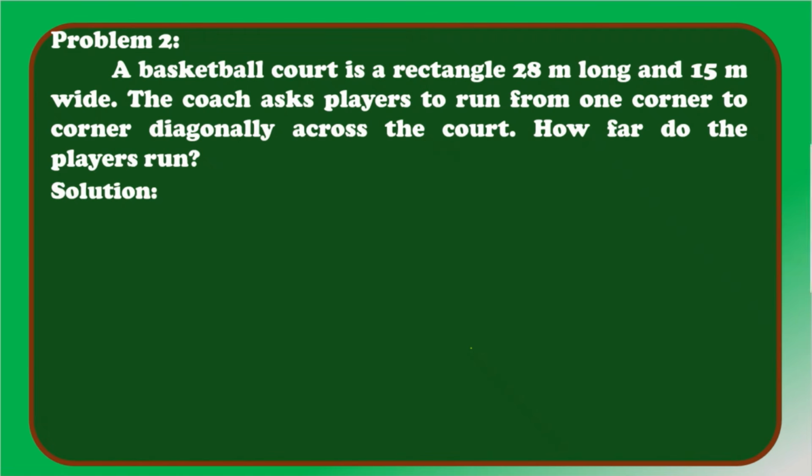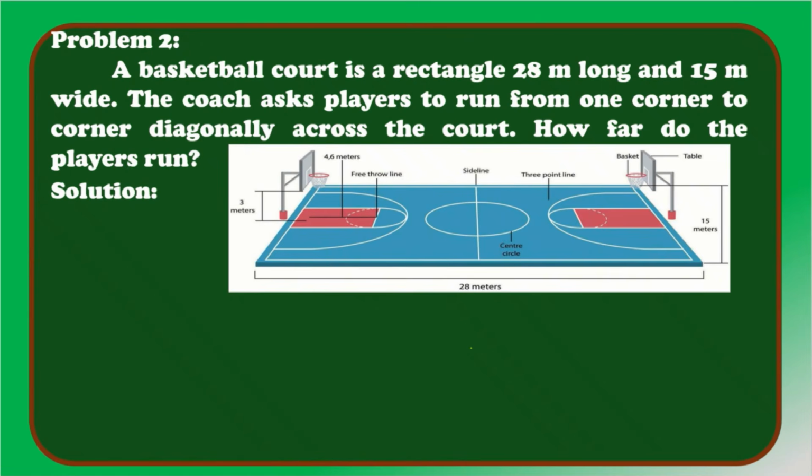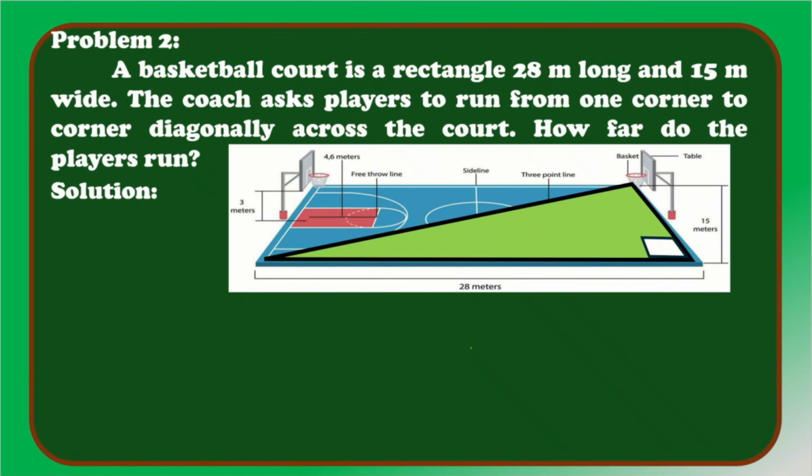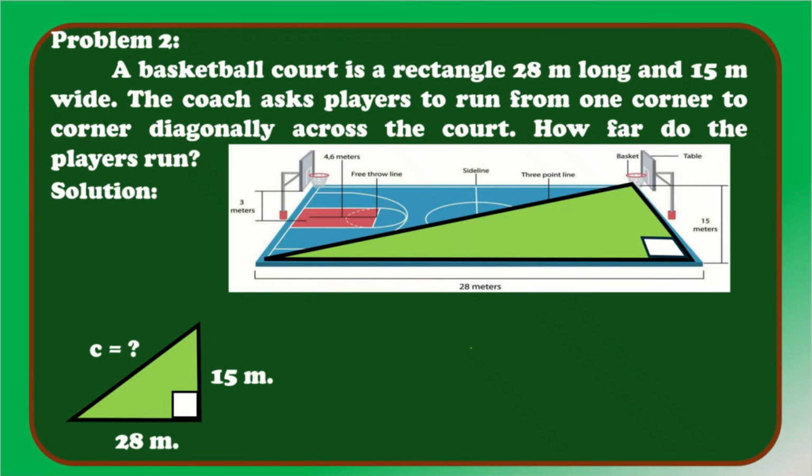So let's have the illustration. This is the court, and the coach asks his players to run from one corner to another corner, forming a diagonal pattern. Now, if we look at it, it could form a right triangle. In order for us to solve the distance run by the players, we could use the Pythagorean theorem. Let's proceed on getting the triangle, and we could have this one.